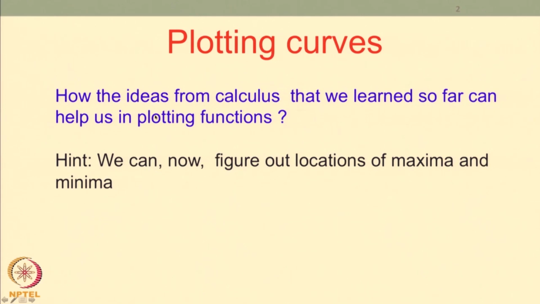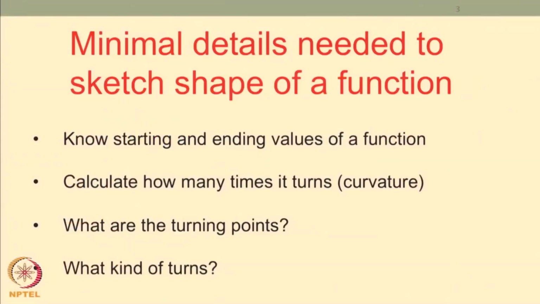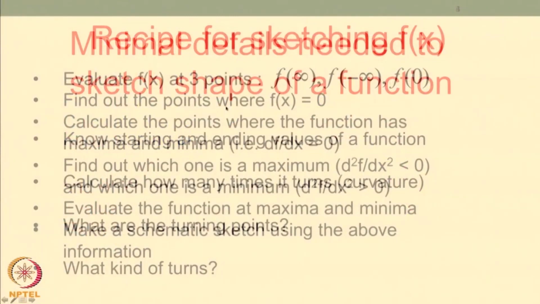So, the first question is, what are the minimal details needed to sketch the shape of a function? We do not know how the shape would be, but what are the minimal things that we need to know? If we know the starting and ending point of a function, the beginning value and the ending value, that would be the first thing needed.